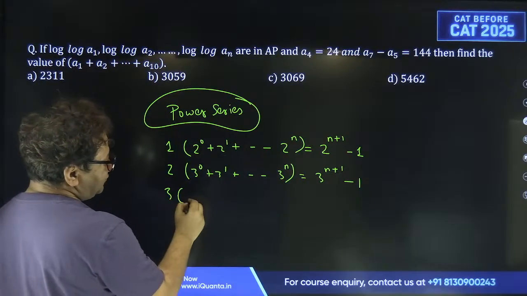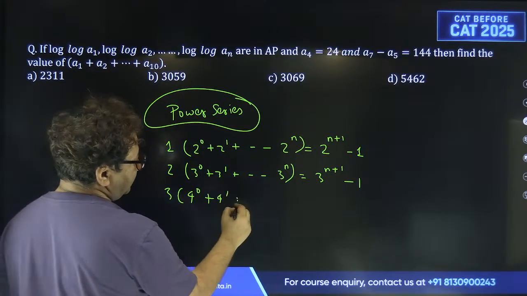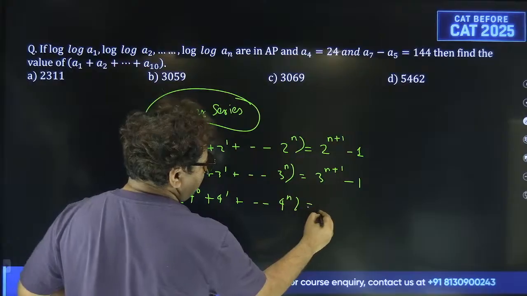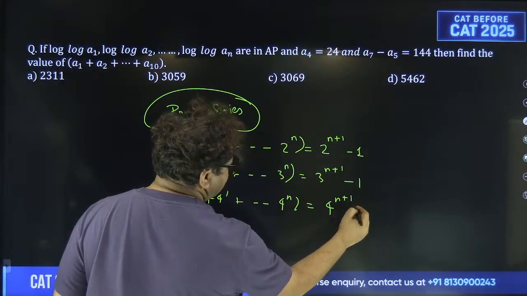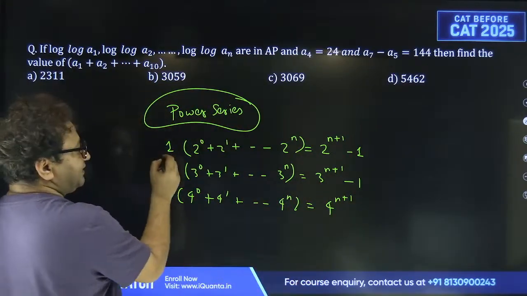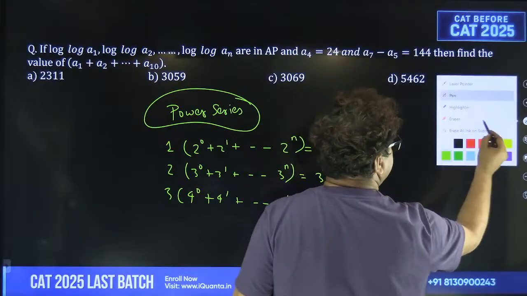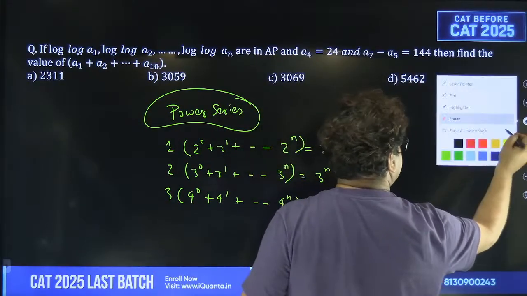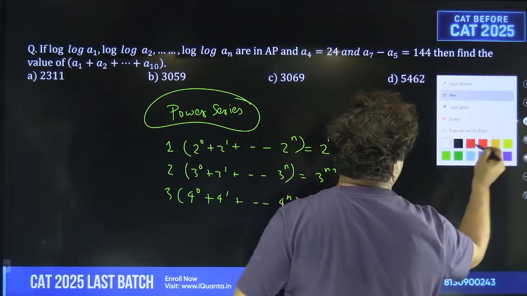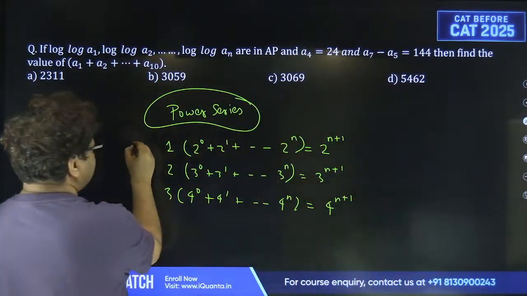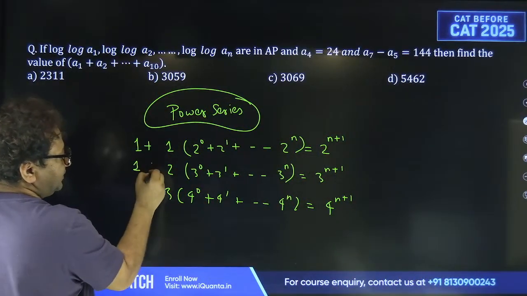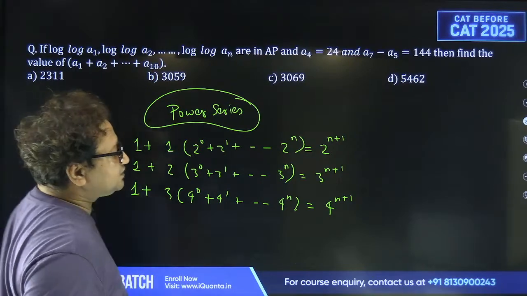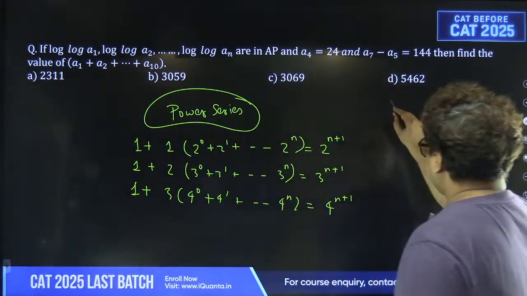So 3 times 4 to the power 0 plus 4 to the power 1 till 4 to the power n is always equal to 4 to the power n plus 1 minus 1. In fact, I can write it like this. See, this is a very important pattern through which a lot of questions in number system can also be solved. 1 plus this, 1 plus this, 1 plus this. This is always going to happen. You want to see? Okay.